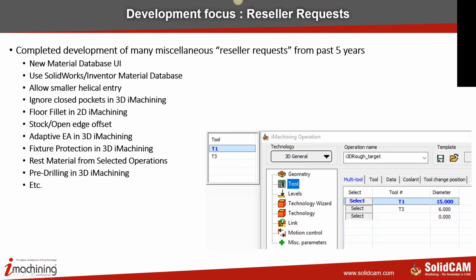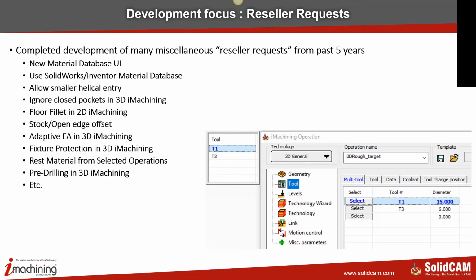The second part of our focus has been a lot of reseller requests. Basically, since the beginning of iMachining, we've always had a lot of requests from resellers. And generally what we've done in the iMachining development is we've tried to do what was the most important first. So obviously things that we viewed as a necessity, we worked on those first.